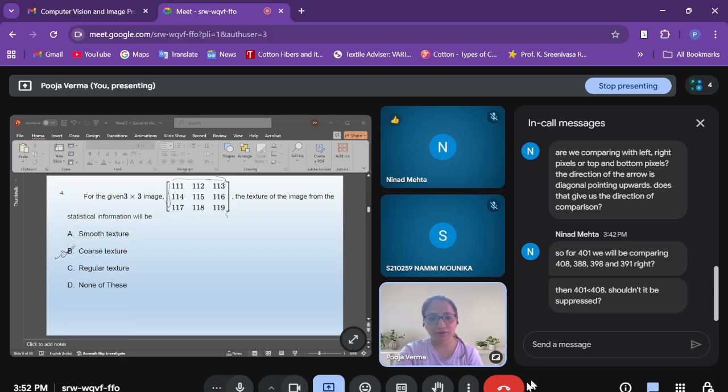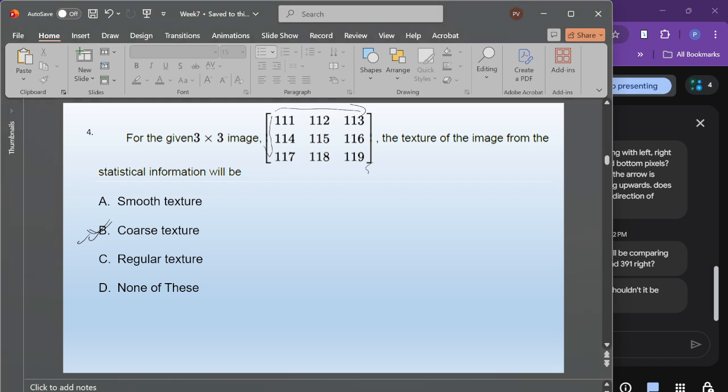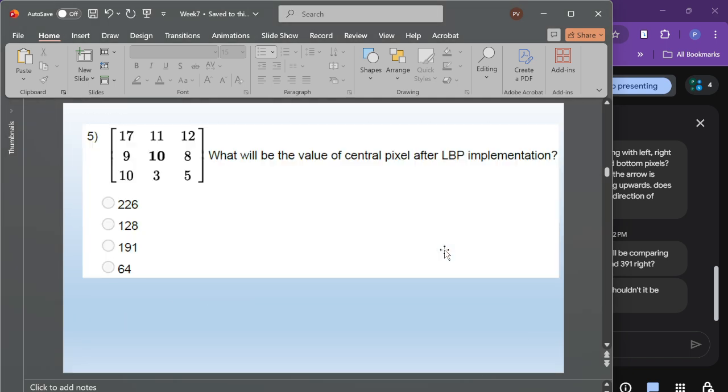Okay, so moving to our next question now. Now our next question is again a 3 cross 3 matrix. They are asking what will be the value of the central pixel after LBP implementation.